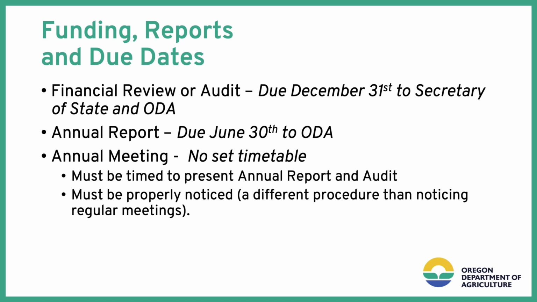Remember, in case some of you don't know, fiscal years go July 1st to June 30th. Hopefully you all know that. The annual report is due to us. And then, as I said, the annual meeting has no set time because you actually have to wait until your financial review or audit is done and your annual report is done so you can present them at the meeting. But it probably should be done by June 30th of every year for the previous fiscal year.